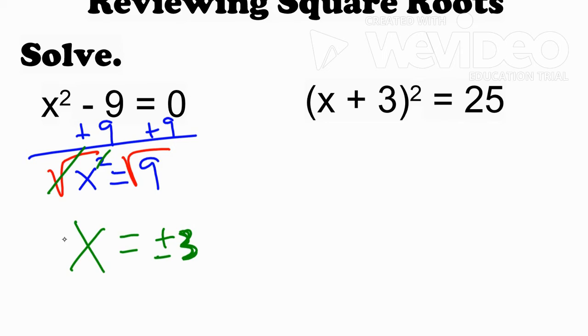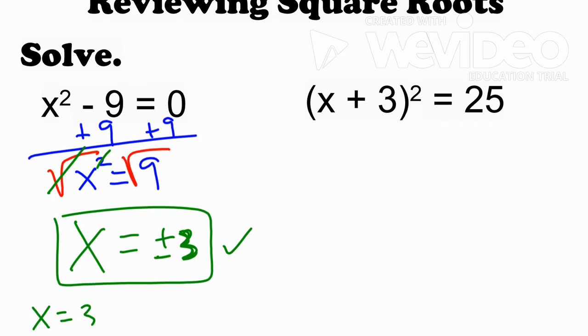And this is how we say it. X is equal to plus or minus 3. Even though it's positive or negative, this is how we read it. X is equal to plus or minus 3. That's the answer. Now you could write it out the long way, or you could write it out the short way. All right, now that we've covered how to get rid of a square, let's take a look at something a little bit longer.